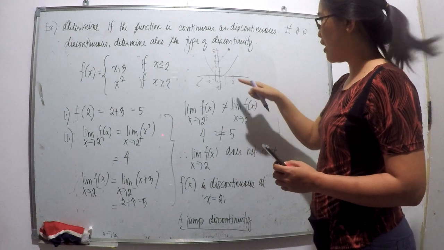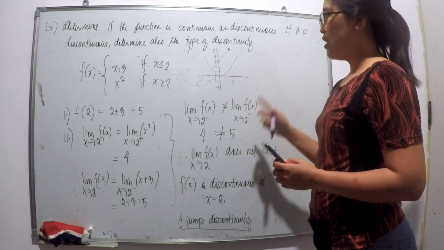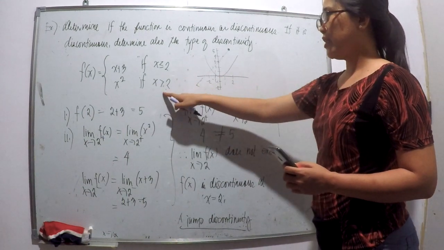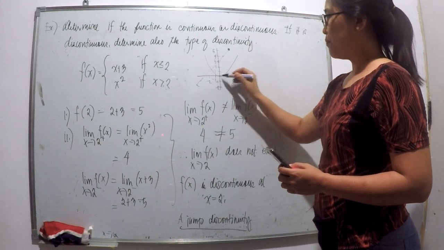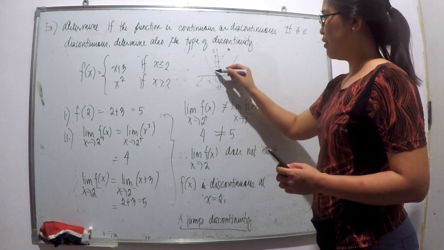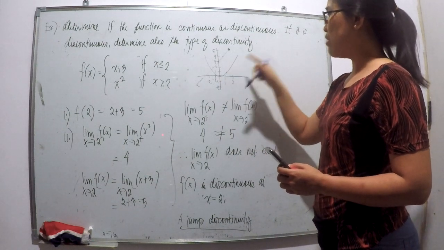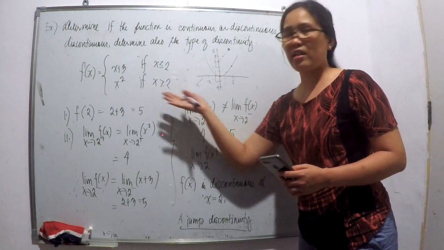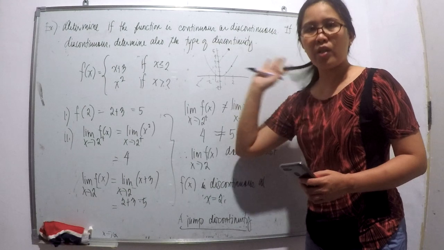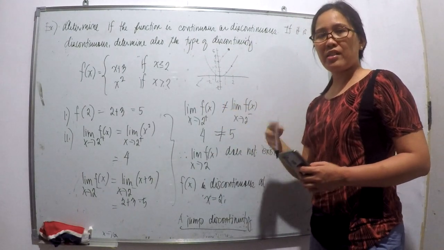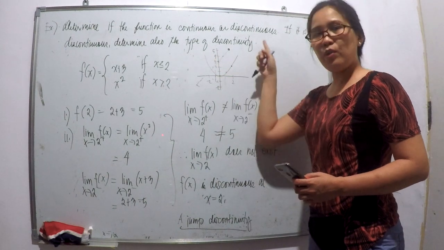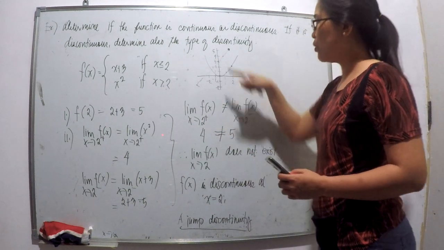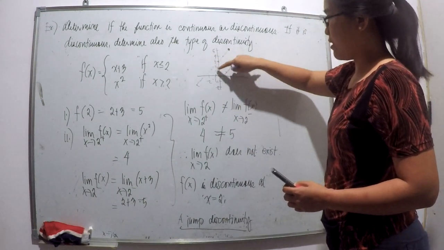But since we're given the restriction that x must be greater than 2, if x is 0, 0 is not included here. If x is equal to 1, the value is 1. If x is 2, the value is 4. Without the restriction x greater than 2, if we are considering the values of x in the set of real numbers, the graph looks like this. But since we are given the restriction x greater than 2, the graph is only like this.